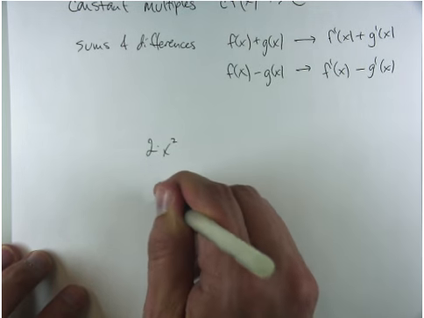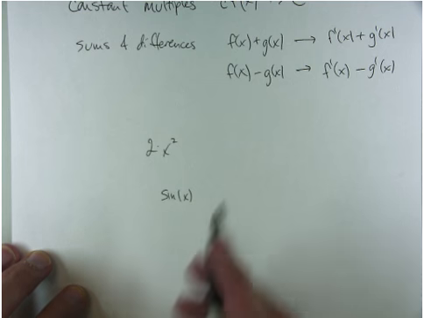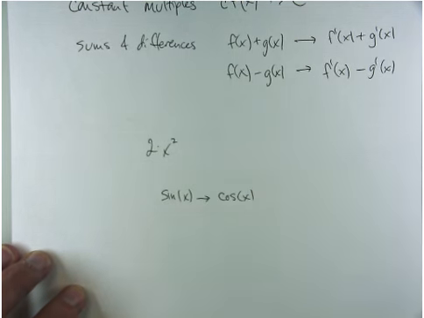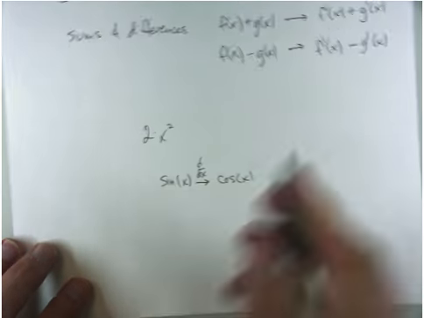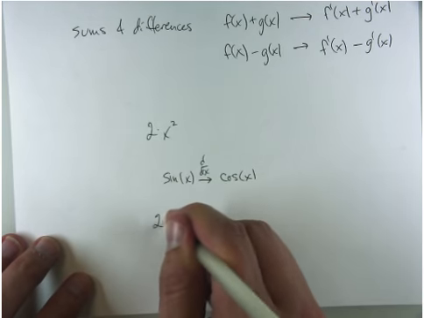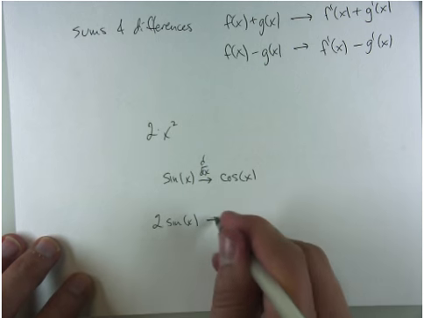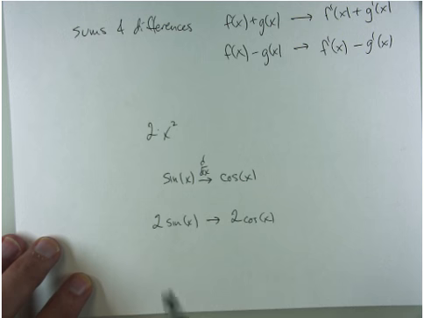But say, for instance, the trigonometric function sine of x, its derivative is cosine of x. You don't have to know that. But if you did know it, I would know that 2 sine of x would get turned into 2 cosine of x. This constant coefficient is just going to be part of the derivative also.